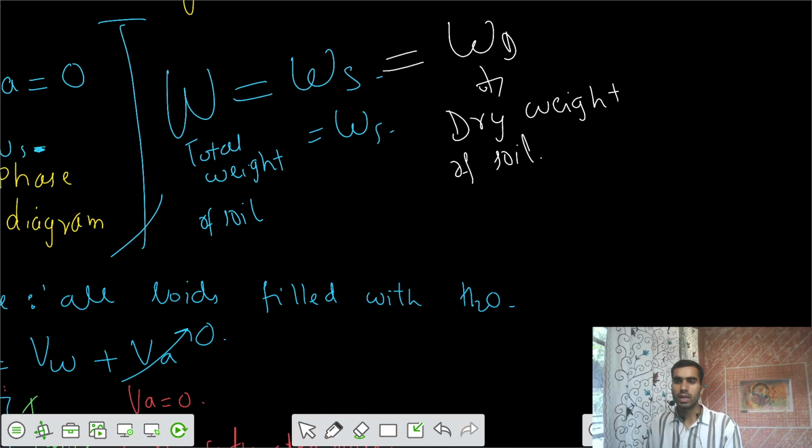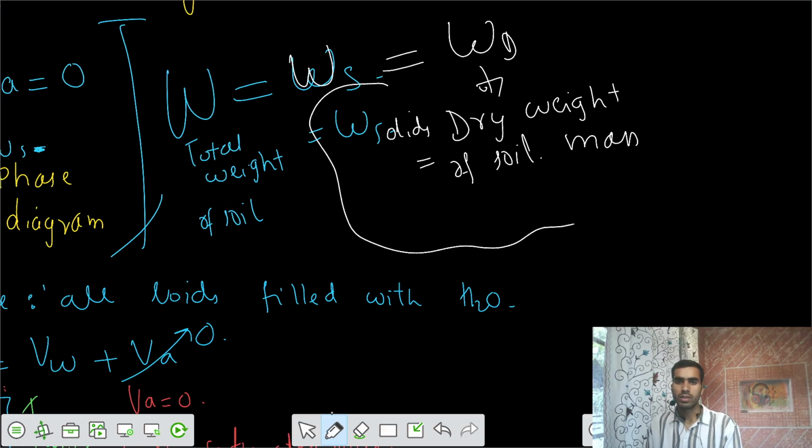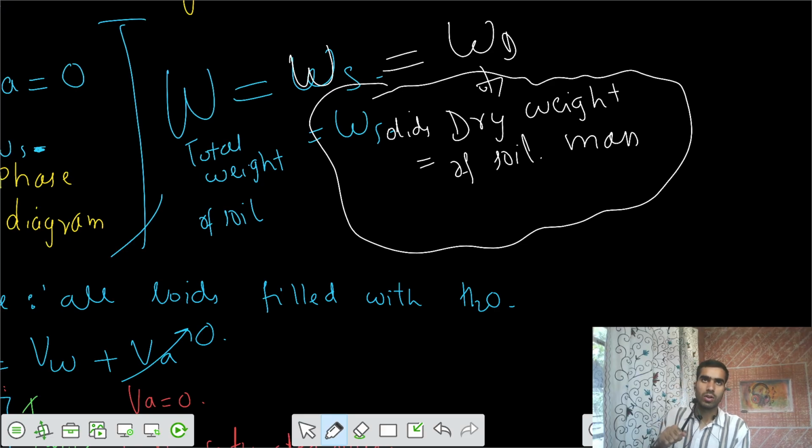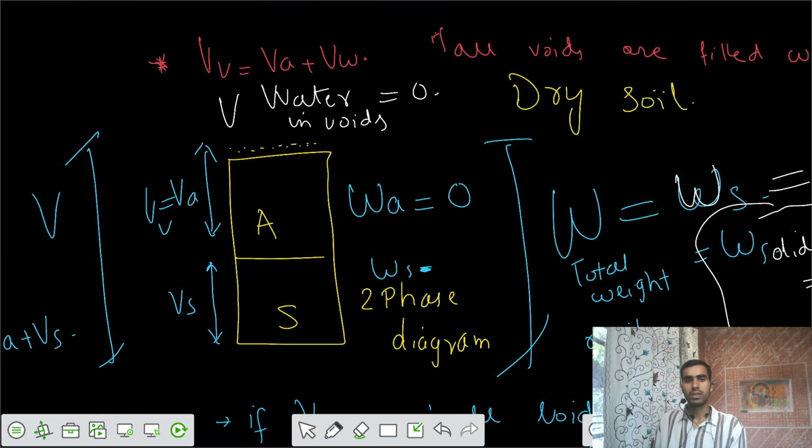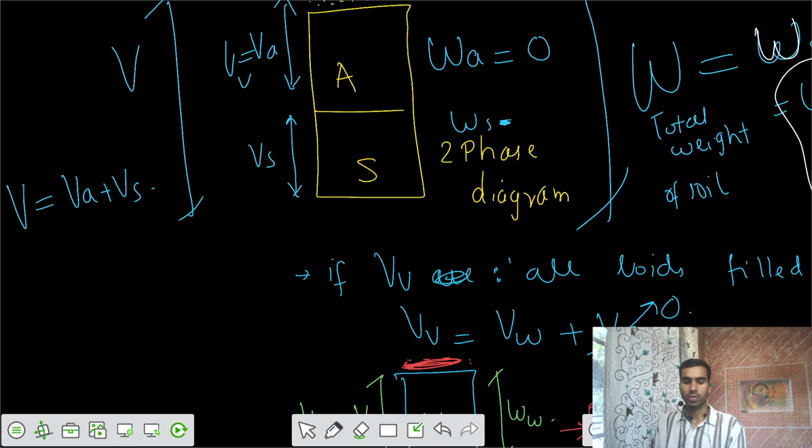The dry weight of the soil mass is actually equal to the weight of the solids only. So this is the criterion we got. The dry weight of the soil mass is the weight of the solids only, because there is no water. Air also has zero weight, so the weight of the solids is equal to the dry weight of the soil mass. So this is the second possibility we can have.